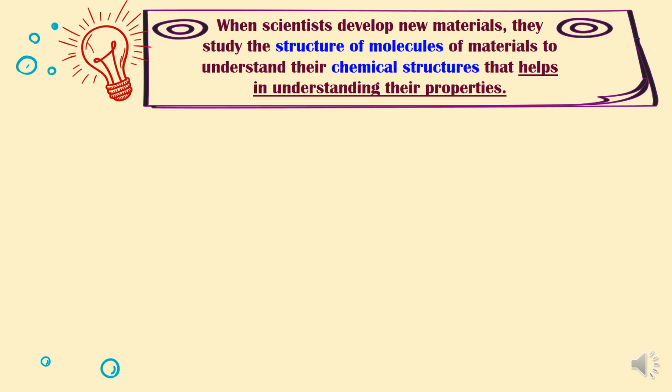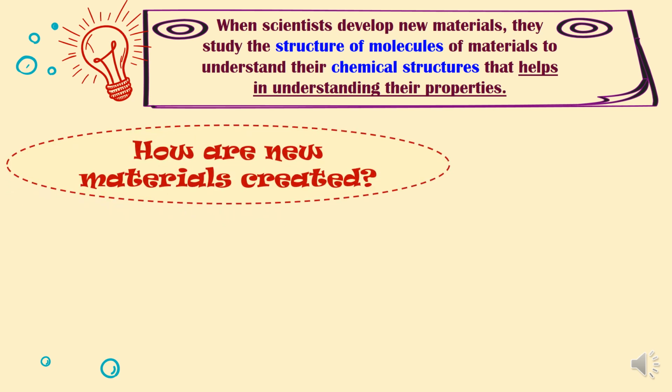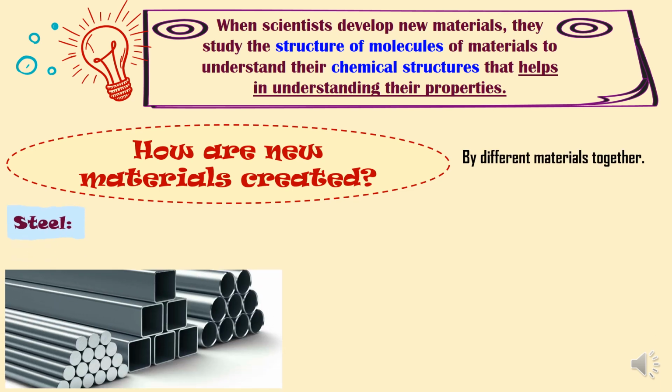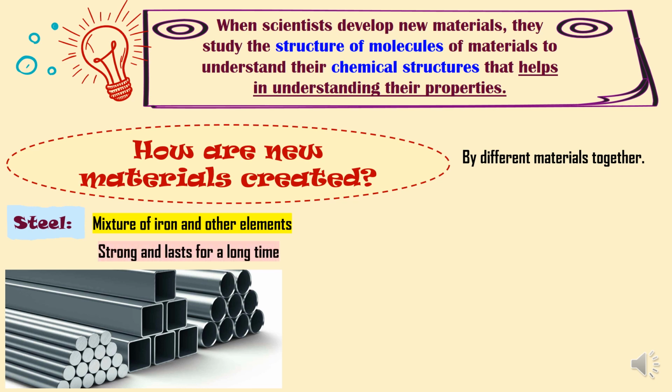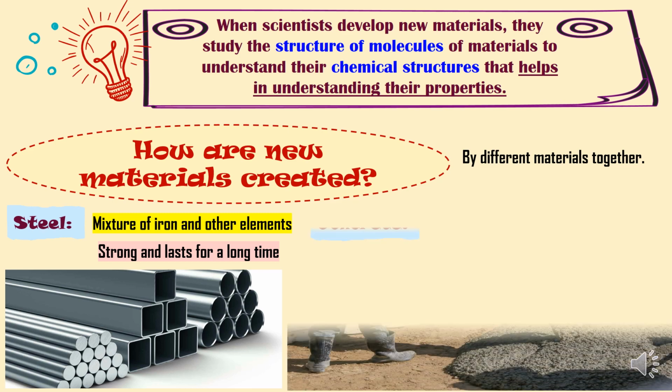When scientists develop new materials, they study the structure of molecules of materials to understand their chemical structures, which helps in understanding their properties. So, how are new materials created? By mixing different materials together, like the formation or creation of steel. Steel is a mixture of iron and other elements. Steel is very strong and lasts for a long time without rusting like iron.